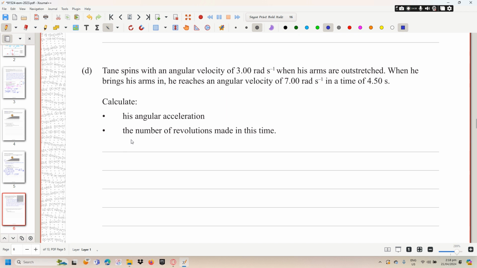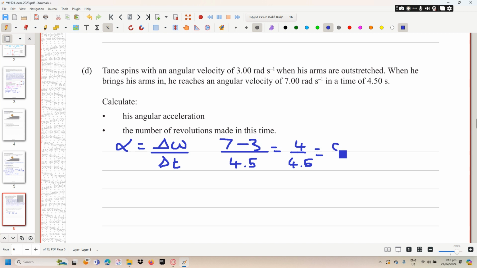Okay, so remember, angular acceleration is equal to a change in angular velocity divided by the period over which it changed, which makes logical sense. So the change in velocity is the final velocity, which is 7, minus the initial velocity, which is 3. We did this in 4.5 seconds. So that's 4 divided by 4.5, and that will give you 0.888888 on forever, so 0.89 radians per second.